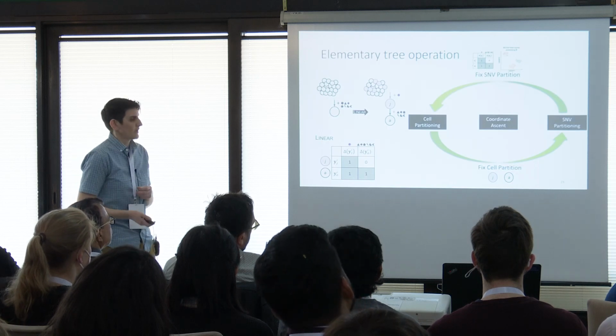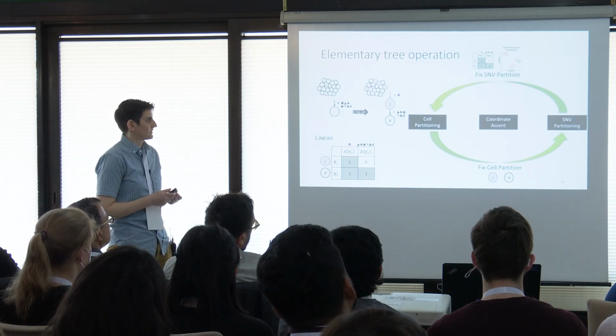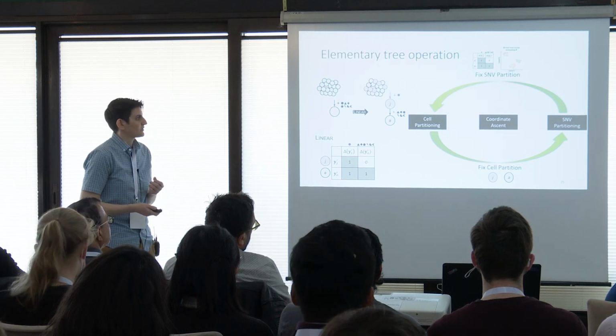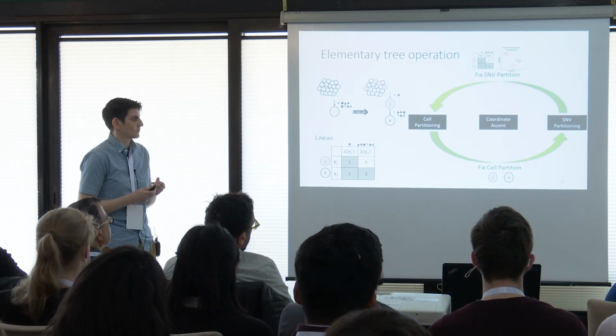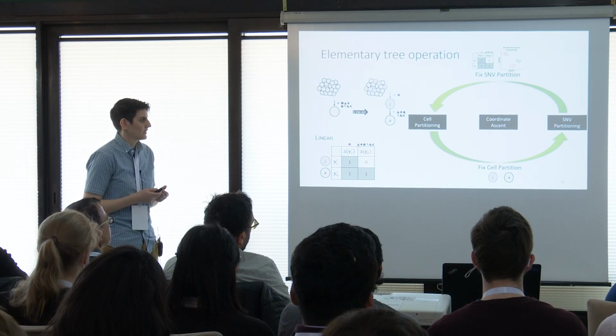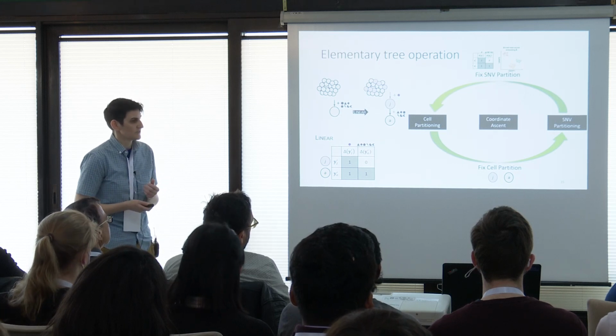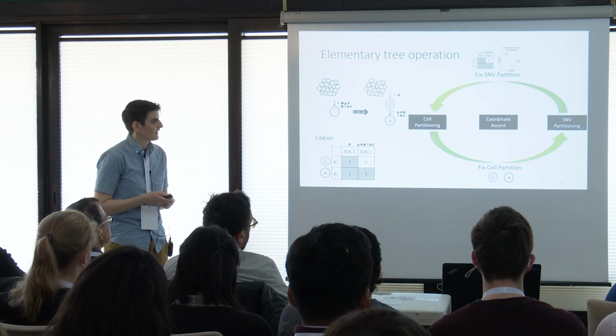So now let me describe how we actually perform these elementary tree operations. I said you can think about it as partitioning cells and SNVs. So we're going to use a coordinate ascent approach, and we're alternately going to fix one of these partitions and then solve for the other.